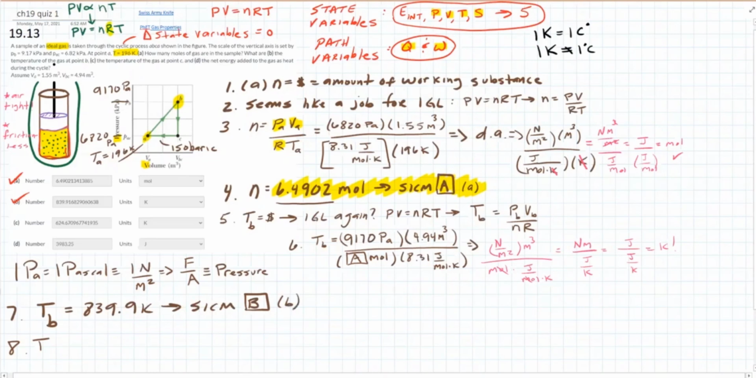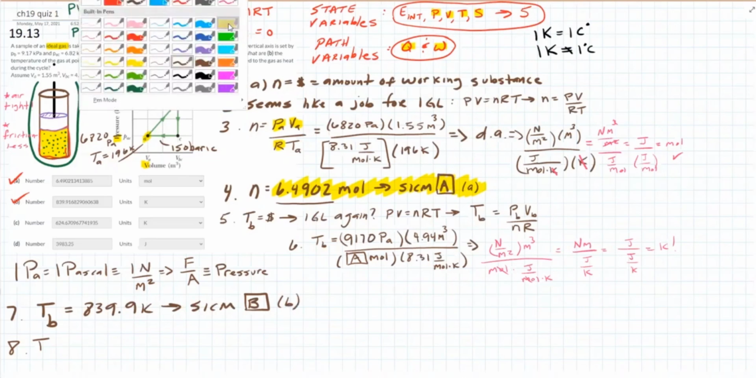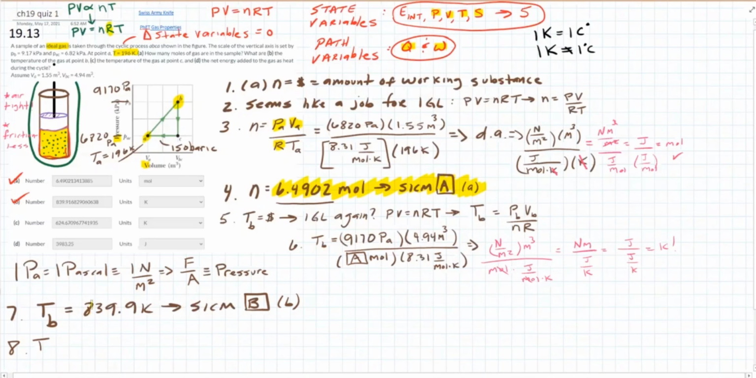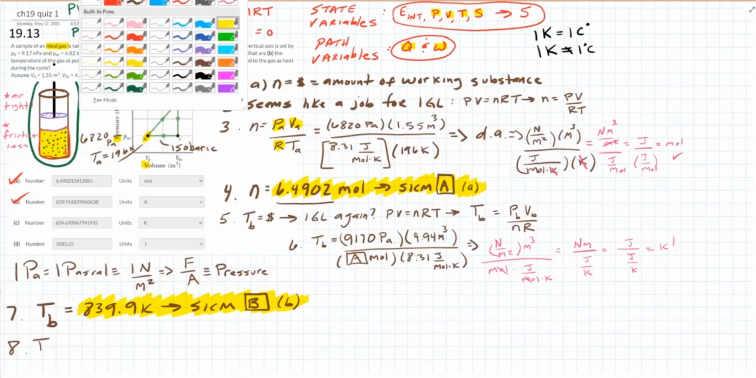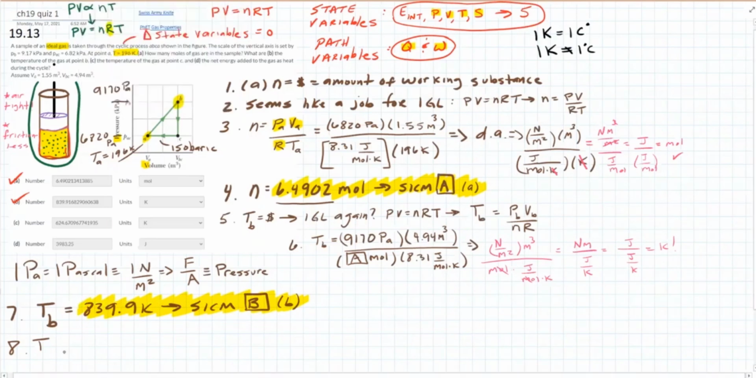That's the answer to part B, now known, stored in my calculator memory. Again, this is just an exercise in applying the ideal gas law. Now part C wants you to do the same thing for the temperature at thermodynamic energy state C. So let me cruise through this at maybe a little bit higher velocity.